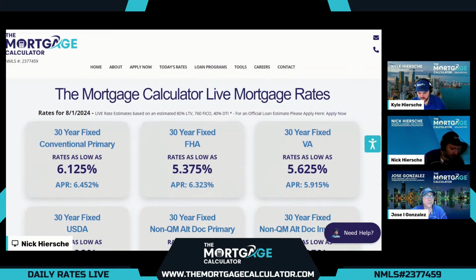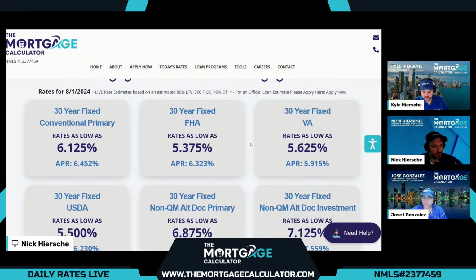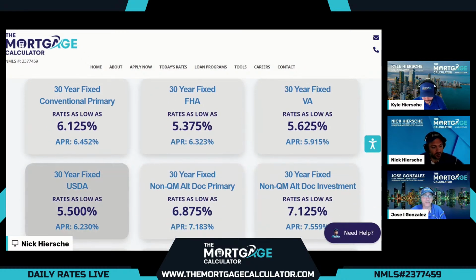So definitely a good option for our vets and service members and spouses of deceased service members, as they always like to add as well. They are eligible. And the final standard option here is our USDA option.